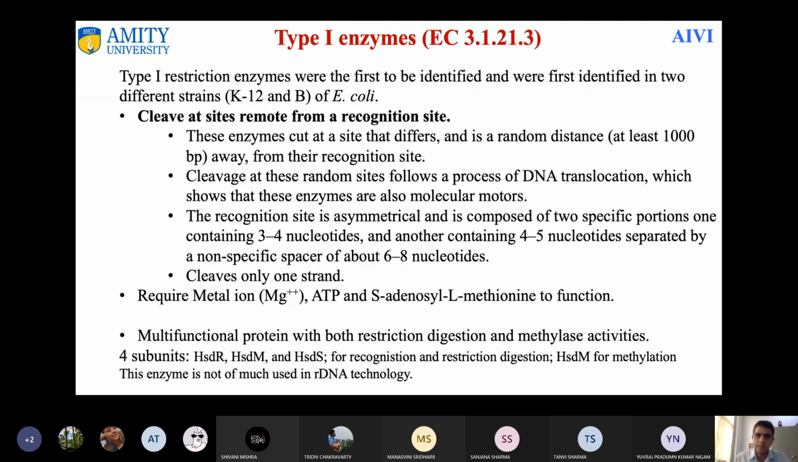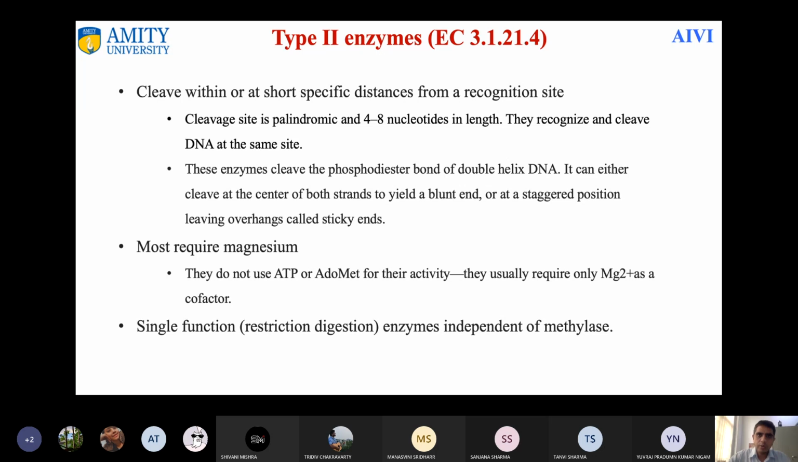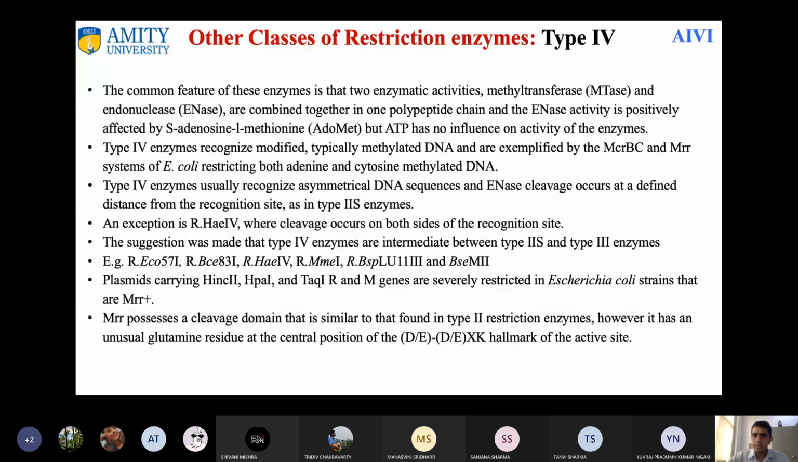Type 1 cleaves at a remote site, around 1000 base pairs away. Type 3 also cuts at a remote site, but the remoteness is a bit lesser, 20 to 30 base pairs away. Then type 2 cleaves within the recognition site or just outside the recognition site. That is the property of type 2. We stopped at this slide, and this is the one from where we move on today.